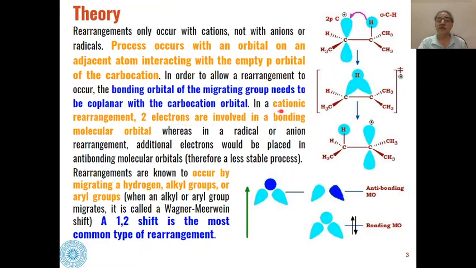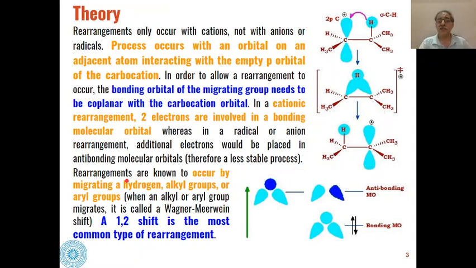And in cationic rearrangements, two electrons are involved in a bonding molecular orbital. So these two electrons present over here will be transferred to the adjacent carbon atom, and this carbon will then have an empty p orbital.